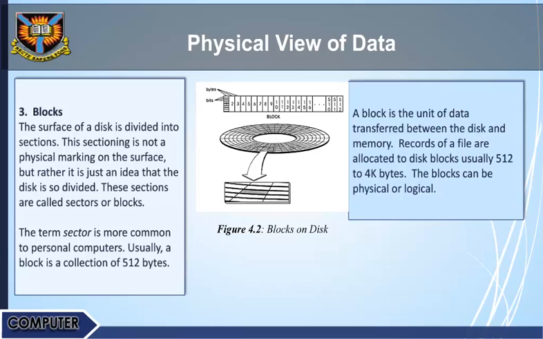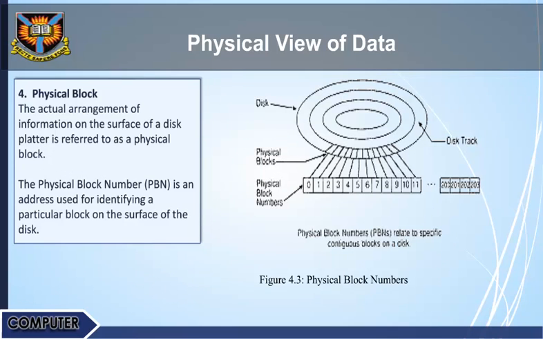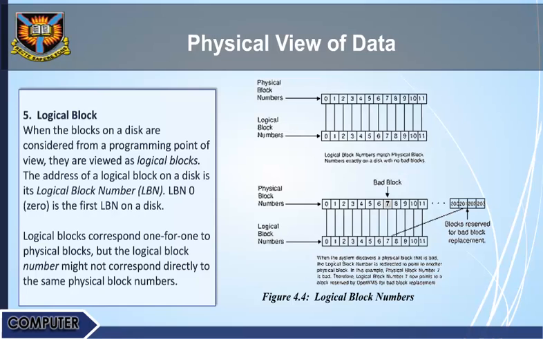A block is the unit of data transferred between the disk and memory. Records of a file are allocated to disk blocks, usually 512 bytes to 4 KB. The blocks can be physical or logical. 4. Physical block. The actual arrangement of information on the surface of a disk platter is referred to as a physical block. The physical block number, PBN, is an address used for identifying a particular block on the surface of the disk.